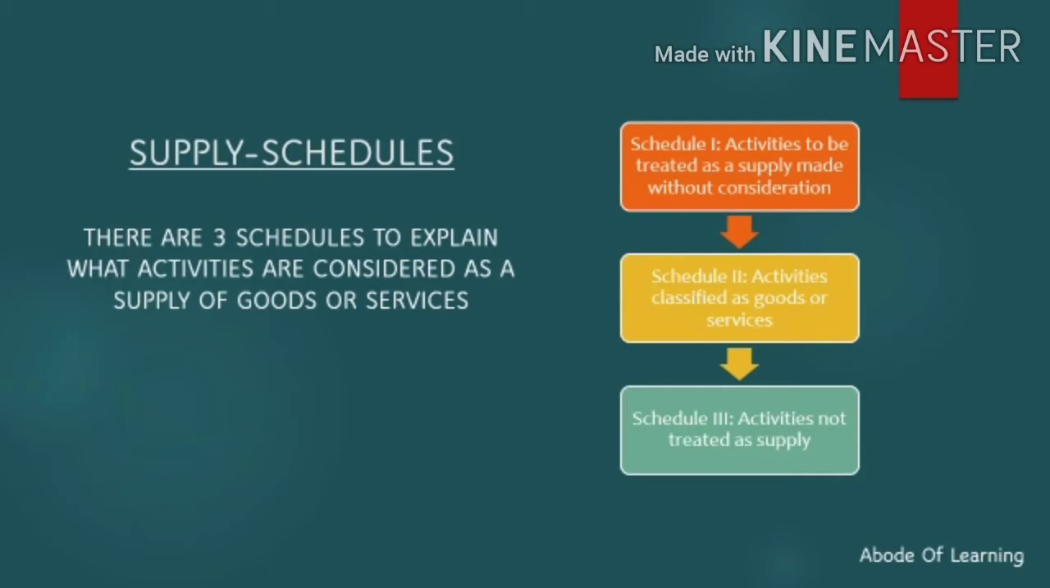Schedule 3 explains about activities which are not treated as supply. This is basically the negative list. That means if you are supplying anything or doing any activity that comes under Schedule 3, then there is no GST, or it won't be considered as a supply under GST.